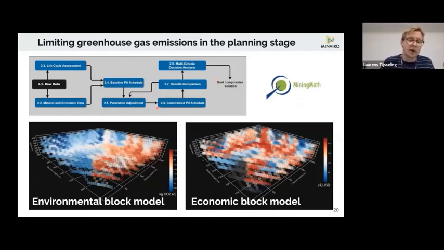And what we see here at the bottom are two different block models. We have one environmental block model on the left, where we can see that the further you move away from the initial position, the higher the carbon footprint of the blocks becomes. Whilst if you look at it from an economic perspective, the more traditional approach, looking at the block model, you can see that the variation isn't that big. So it's quite logical, what you see here.